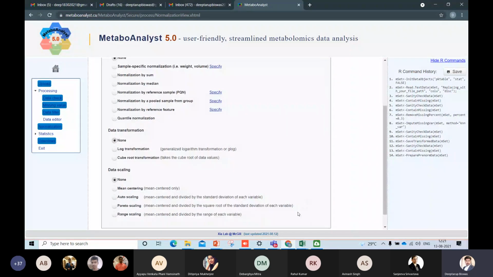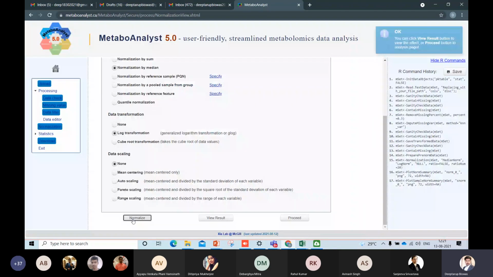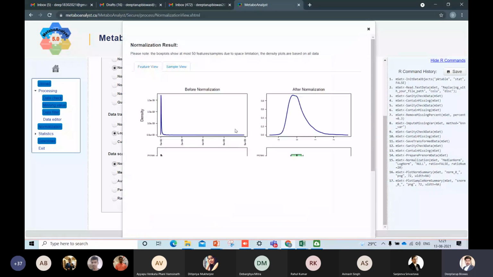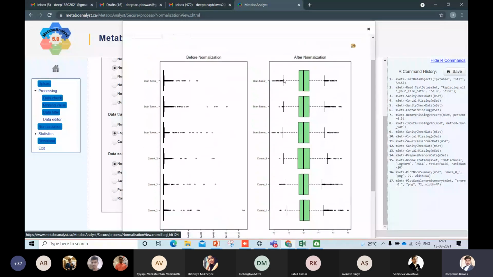Then we can go back to the data filtration part, where we proceed without filtering any further data. For this particular data set, we are using normalization by median and log transformation. But as Avinash told, there are multiple different strategies. For this data set, we will go ahead with normalization and missing value imputation also. As you can see, after normalization, the sample-wise view is pretty good, because the central tendencies are the same and aligned, right?